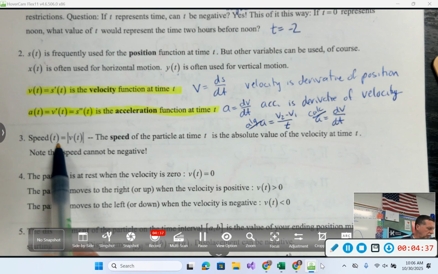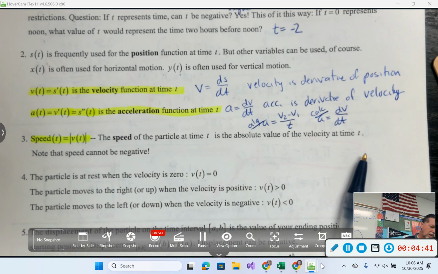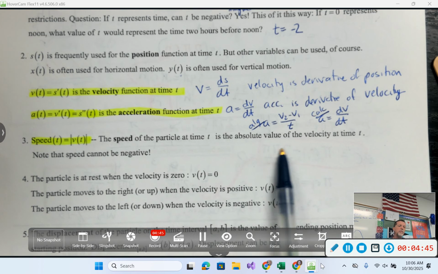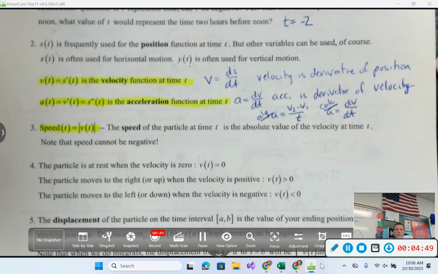Okay, here's another physics thing. Speed is the absolute value of velocity. Speed of the particle at time t is the absolute value of the velocity at time t. So speed can't be negative. Speed is always positive.